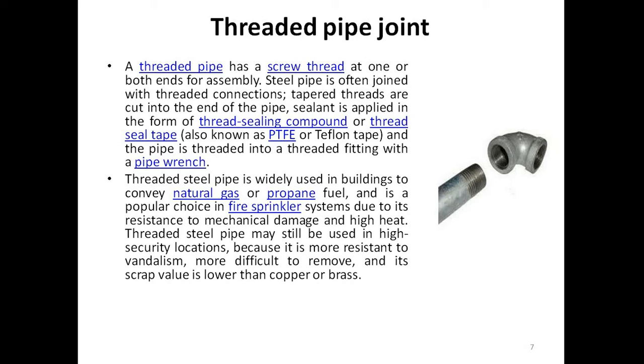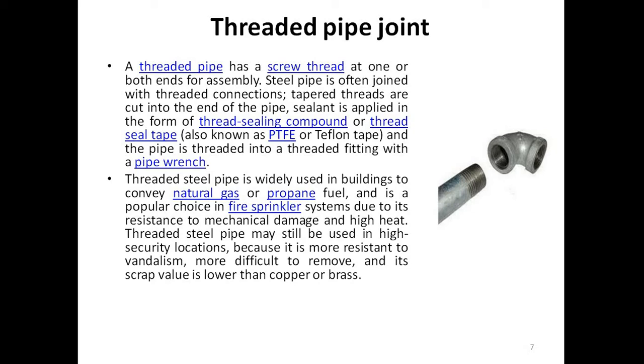Then there is the threaded pipe joint as shown in the figure. One part is a male part, another part is a female part: a pipe with external threading and a coupling with internal threading, as shown in the figure. This external threading is connected to the internal threading for flow of liquid or gas.